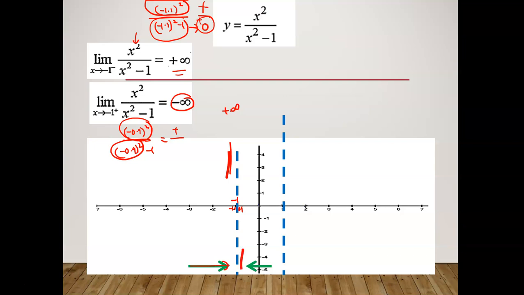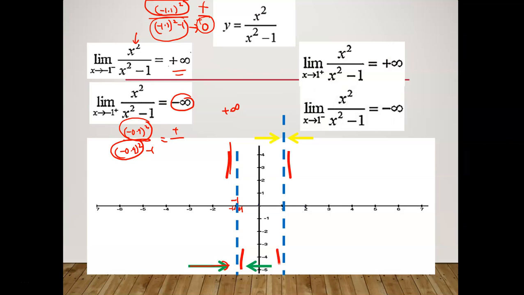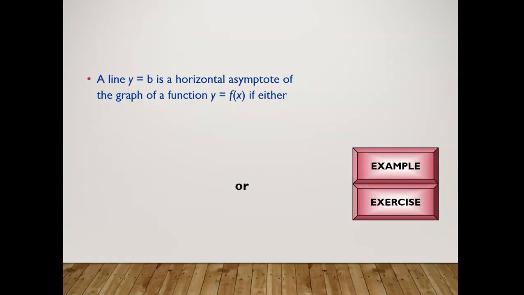Same thing when approaching positive 1 from the right-hand side and left-hand side. You will get positive infinity for the right-hand side, so it's going up, and negative infinity when approaching from the left-hand side of 1. Now you have this sketching for the vertical asymptote. What happens to your graph when it is near the vertical asymptote?